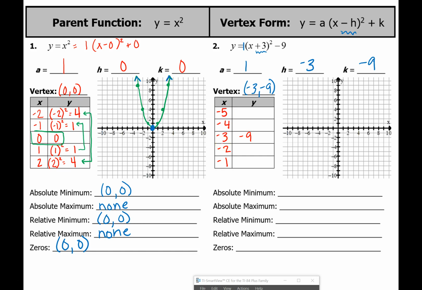We're going to take -2 and plug it into our function. So that's -2 plus 3, quantity squared, minus 9. So -2 plus 3 is 1, 1 squared is 1, and 1 minus 9 is -8. When I plug in -1, that's -1 plus 3, quantity squared, minus 9. -1 plus 3 is 2, 2 squared is 4, 4 minus 9 is -5. And then because this is symmetrical, I'm going to make my other sides match.